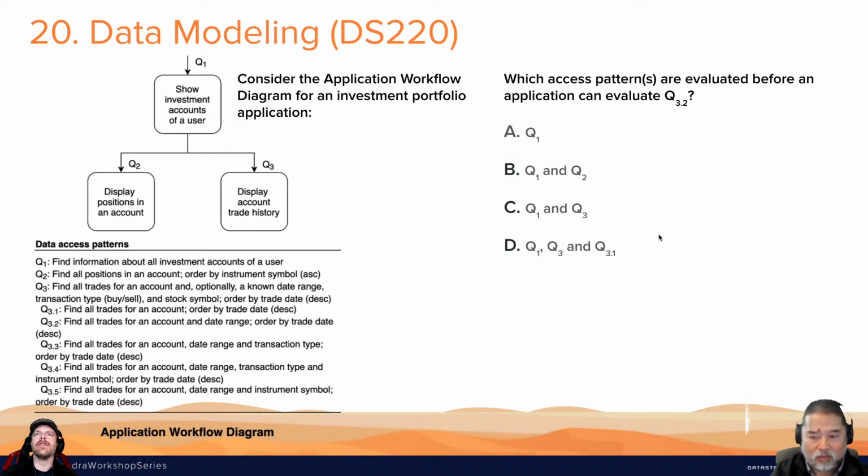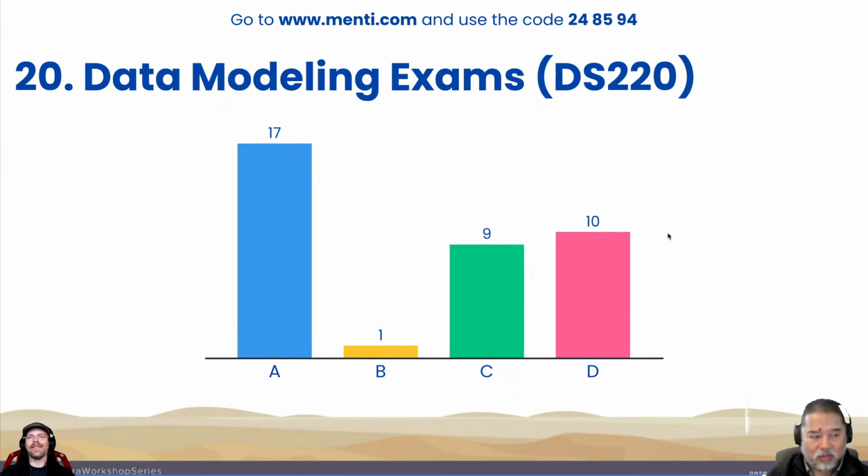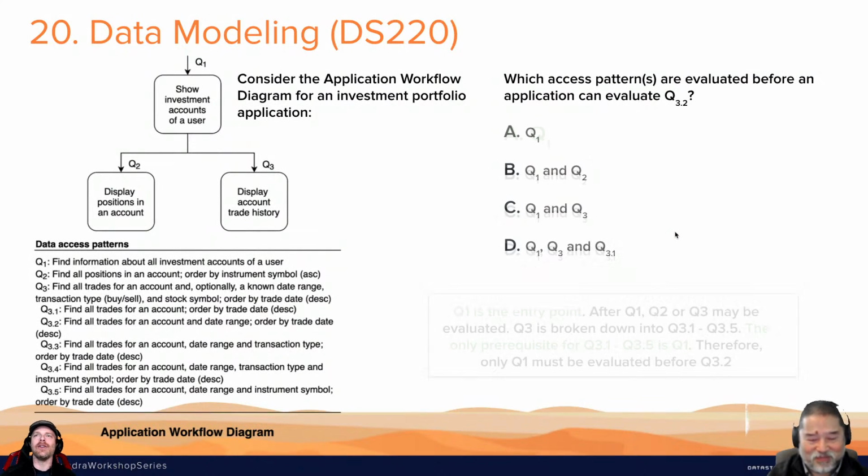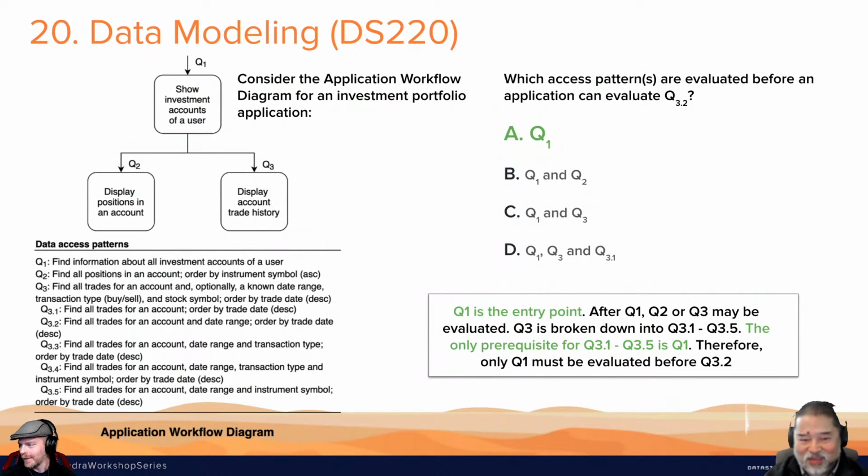All right, and the answers are in. Let's see, I expected a spread here. The correct answer is A. This is another one of those that once you understand the logic behind it, you'll be like, oh, okay, I get this now. So in this one, we're really looking at how the application workflow diagram works, and it's a crucial part of data modeling in Cassandra.